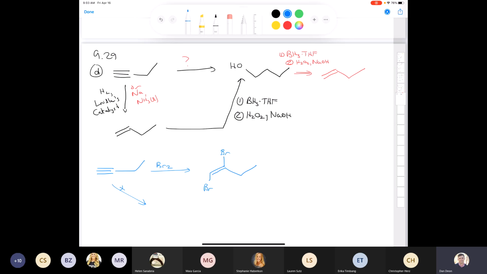And if we were to treat it with excess bromine, then we'd have 2 bromines here and 2 bromines here. And that doesn't get us anywhere either. That's not going to help us get to our product. Does that help?